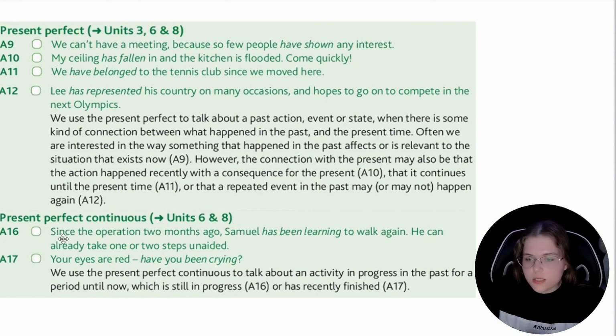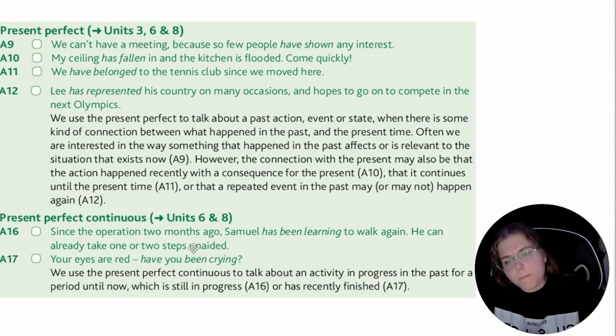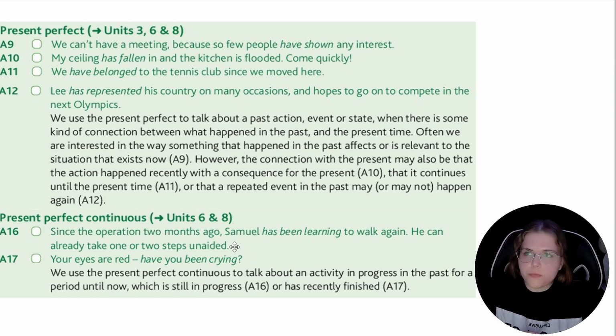For example, since the operation 2 months ago, Samuel has been learning to walk again. He can already take 1 or 2 steps unaided. Unaided means without any help. This word comes from the French word aider, which is a verb, and aide is a noun, a French noun. This is in English like aid, unaided, without any help.